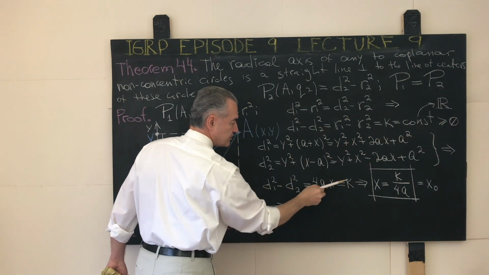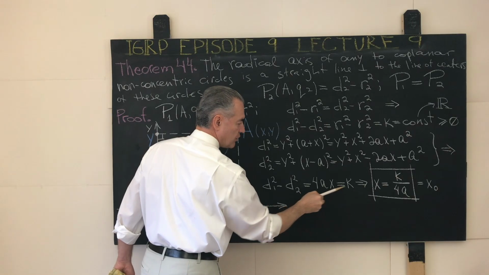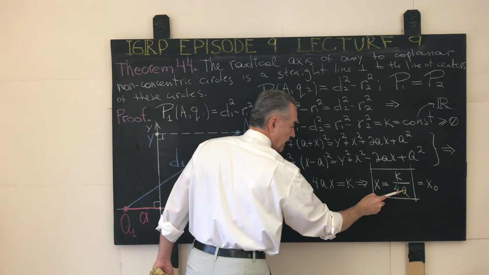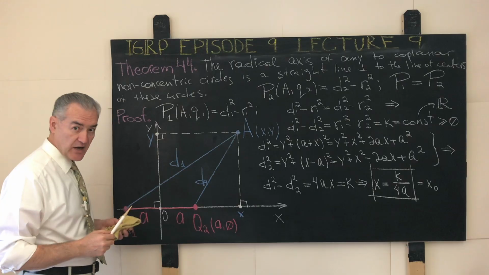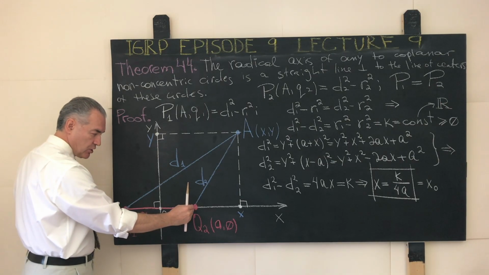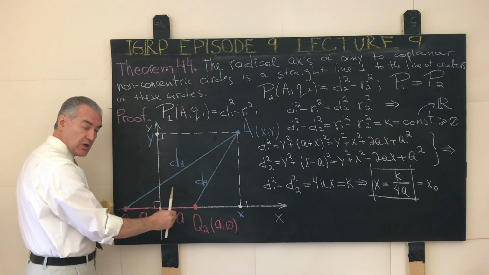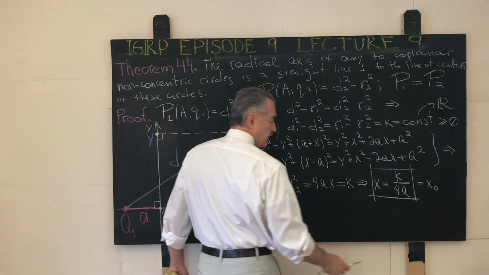Game over. From this relation, we write down the expression for x. X is equal to k over 4a. Boom, game over. Now, a is a strictly positive real number. Why is that? Well, because the centers of our circles are distinct. They're different. There is some non-zero distance between them. Cutting this distance in half always produces a strictly positive real number.